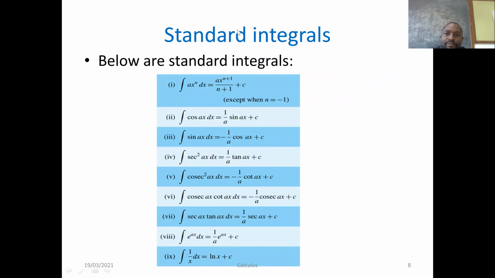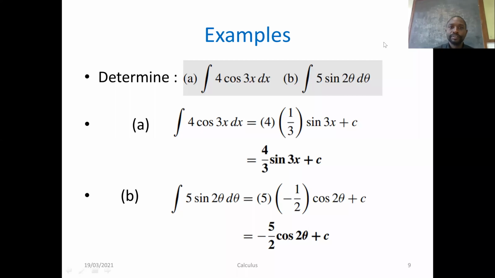So we will have the following standard integrals that will be used. For variables, it's that. For trigonometric functions, it's that. All the way up to there. And for exponential and logarithm functions, these are given as standard integrals. So let's do some examples involving standard integrals.